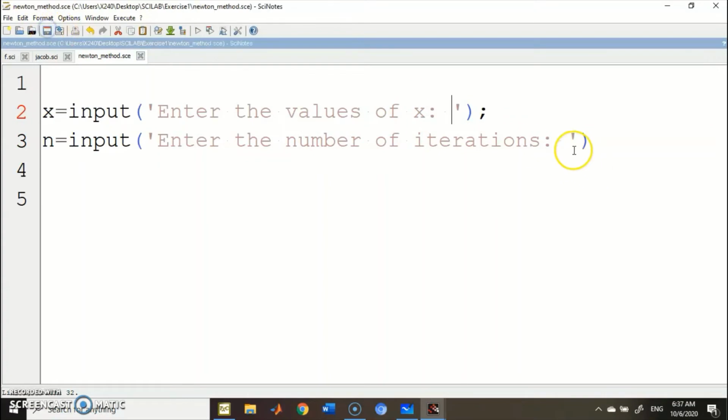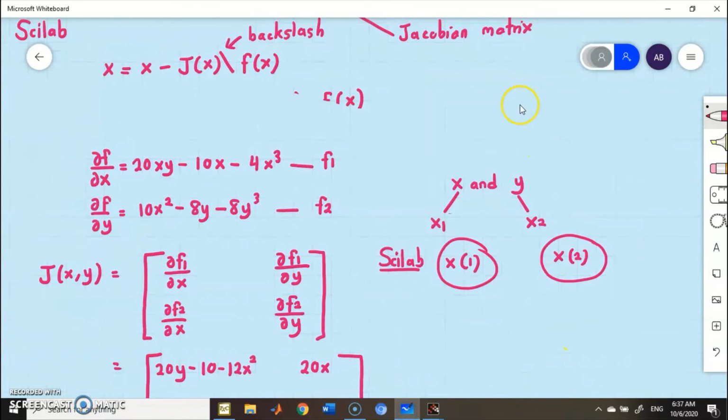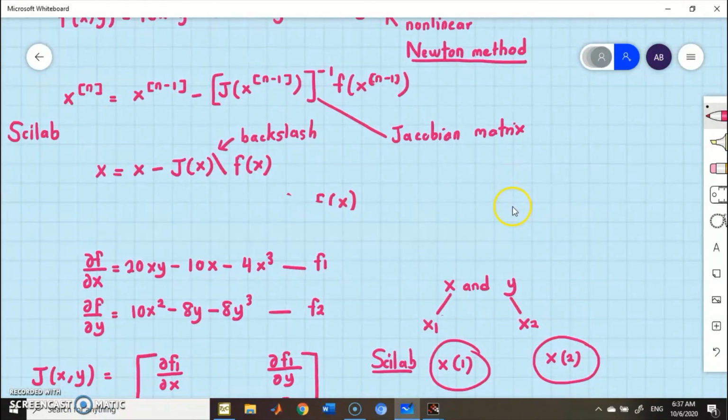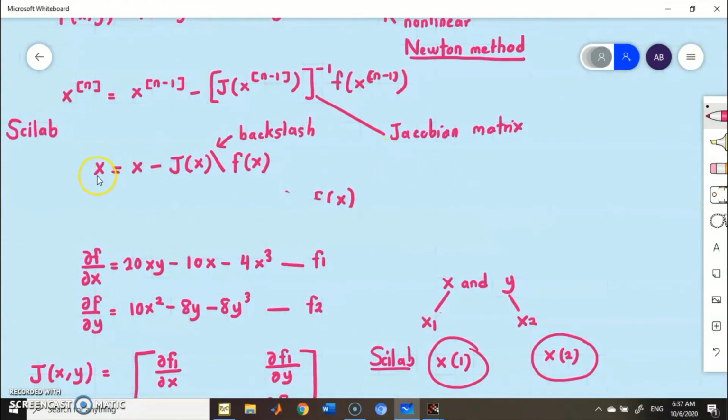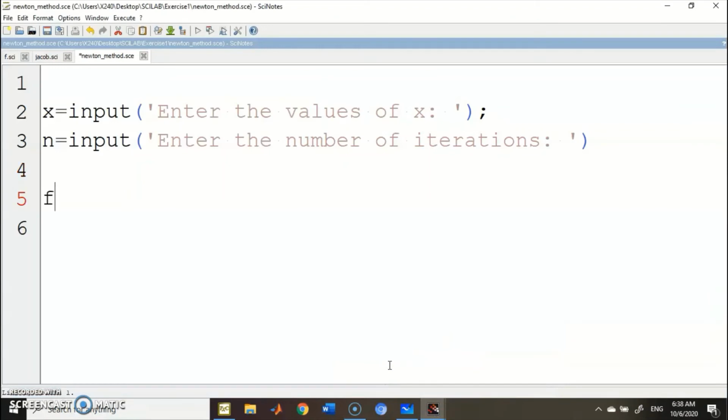Now what we need is this here. Okay, x equals x minus Jacobian backslash f. That's what you need. So in a for loop, for i equals 1 to n, x equals x minus Jacob, which is what you call for your function, x, backslash f of x.